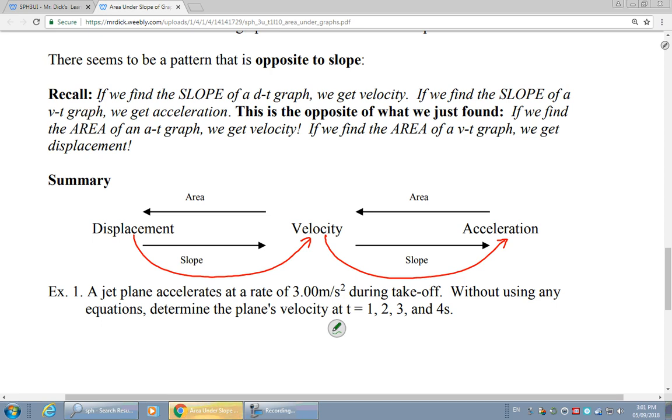We then started with an acceleration time graph, and we realized that when we found the area of it, the area under that acceleration time graph gave us velocity. Then when we looked at a velocity time graph, the area underneath that gave us displacement. And so all three graphs, you can see, are strongly connected to one another. And there's an opposite relation between finding the slope of the line and finding the area underneath the curve. But both methods can be used to find one of the kinds of motion graphs that you don't know initially.